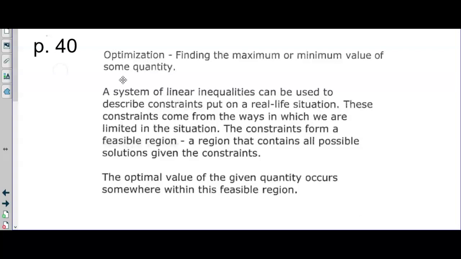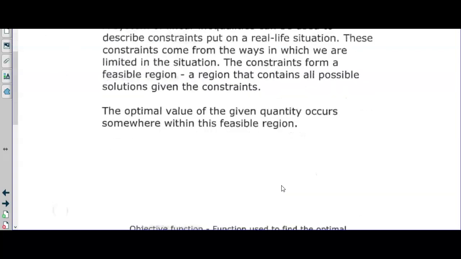The optimal value is going to be the section of the graph that is on the vertices of the feasible region. So what I mean by that is after you do all your inequalities on the same grid, you're going to get one section that is overlapping, that's going to show the overlapping shaded regions. There will be vertices around that section. One of those vertices is going to be the best choice. It's going to be the optimal value.